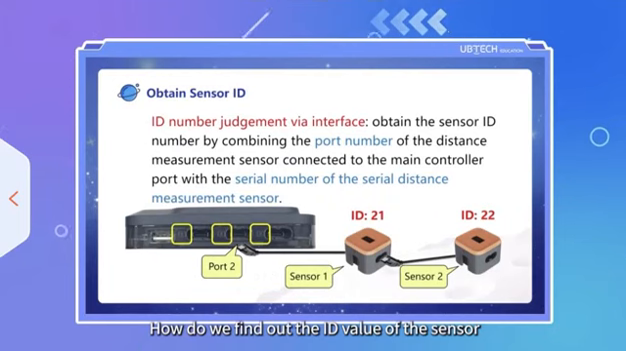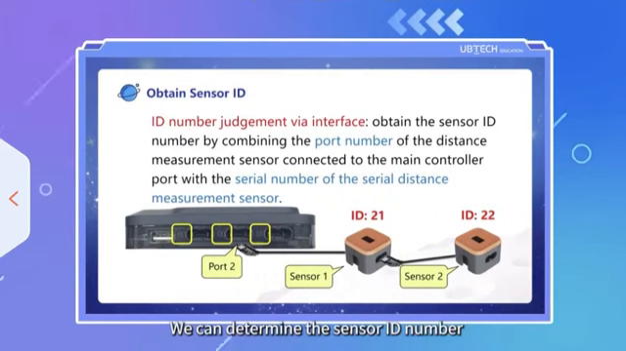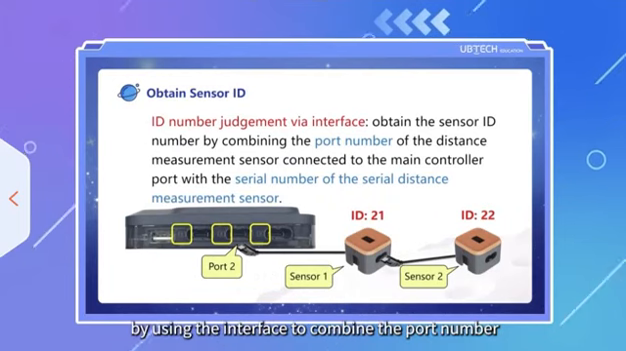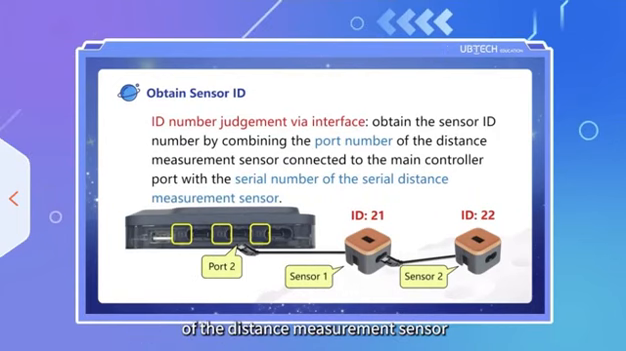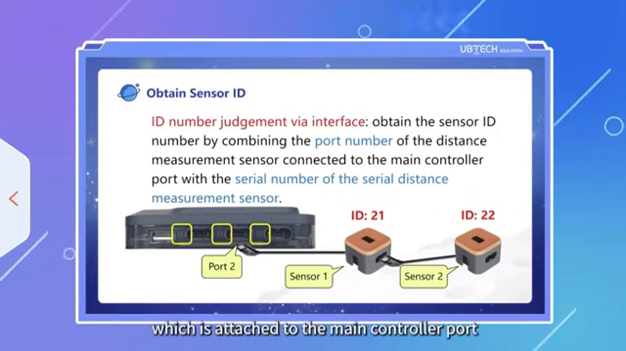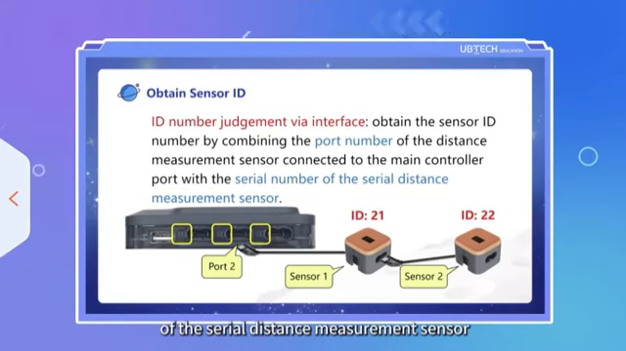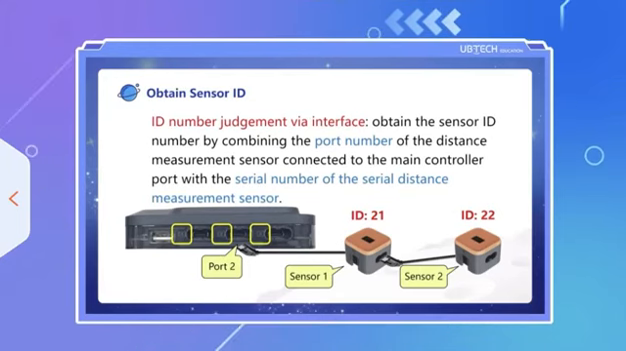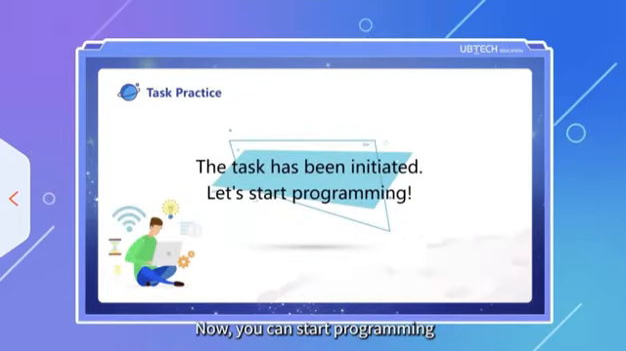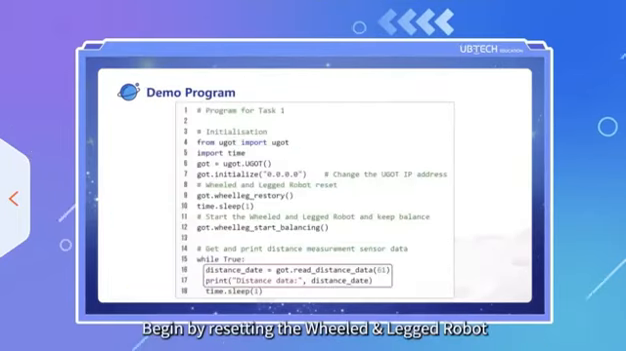How do we find out the ID value of the sensor? We can determine the sensor ID number by using the interface to combine the port number of the distance measurement sensor, which is attached to the main controller port, with the serial number of the serial distance measurement sensor. Now you can start programming.